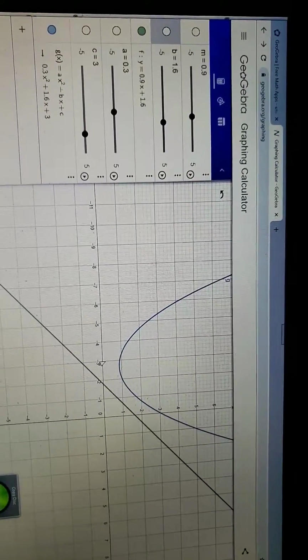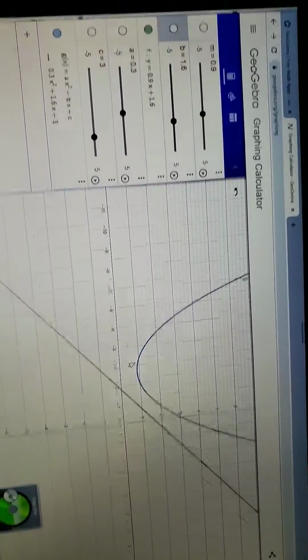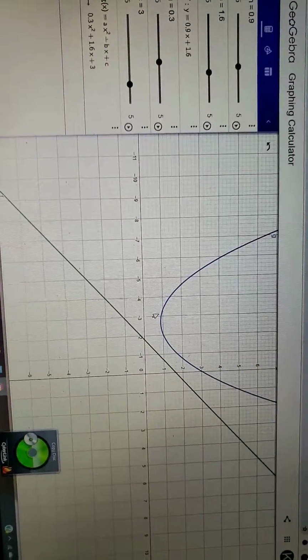That's how useful GeoGebra is. This concludes my project.